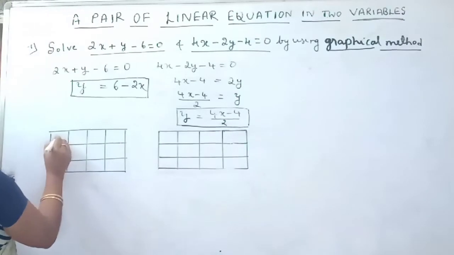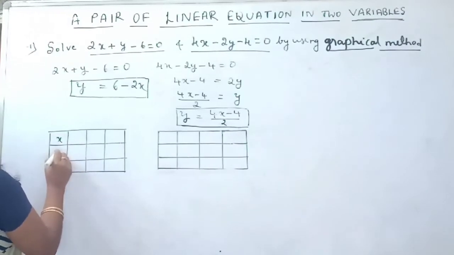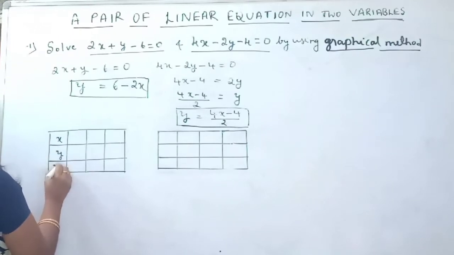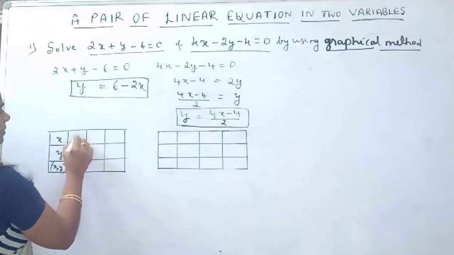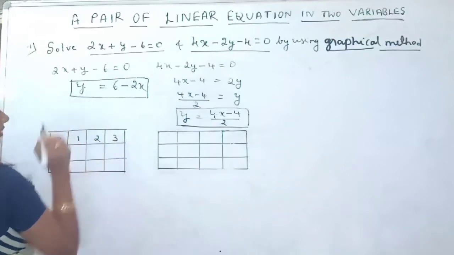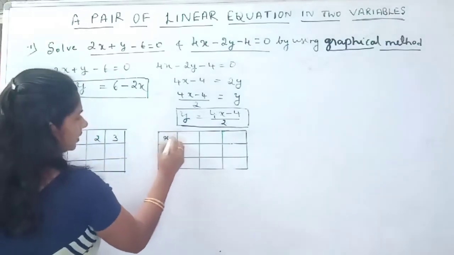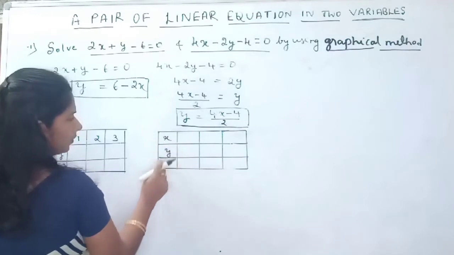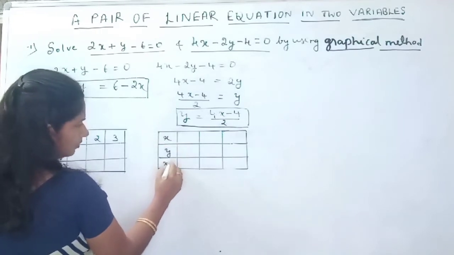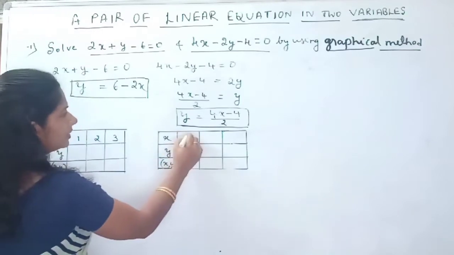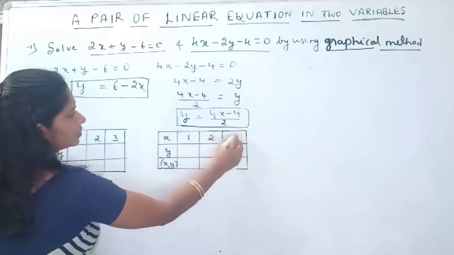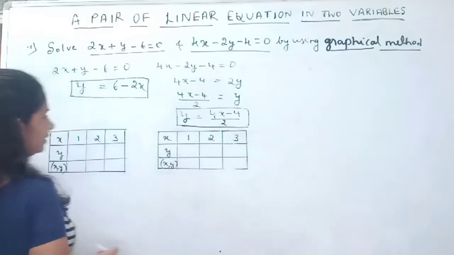Now in the first column we have to write x, y and x comma y. The x values, let me take as 1, 2, 3. The same thing here also, children, write x, y, x comma y, x coordinate and y coordinate. So let us take x values as 1, 2 and 3. The same values let me take here.